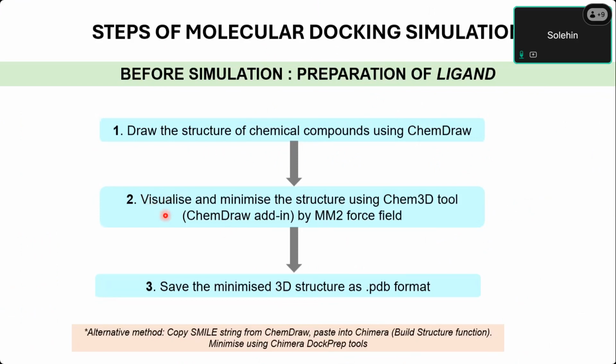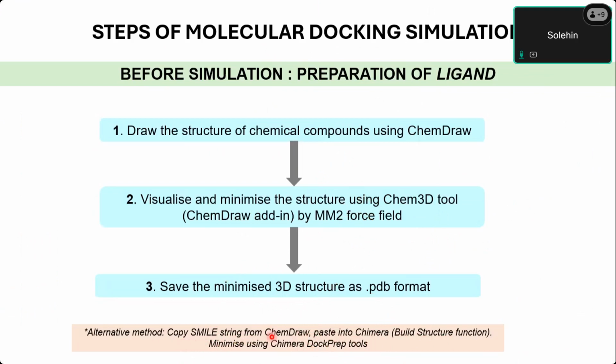Second, you need to visualize and minimize the structure using Chem3D, which is also inside ChemDraw, using the MM2 force field. I choose MM2 because it is widely used for organic compounds and is highly stable compared to other force fields. Then we save the 3D structure in PDB format. The alternative method, if you don't want to use ChemDraw for minimization, is to draw the structure first, then copy the SMILES string from ChemDraw and paste it into Chimera using the Build Structure function and minimize using Chimera's prep tools.